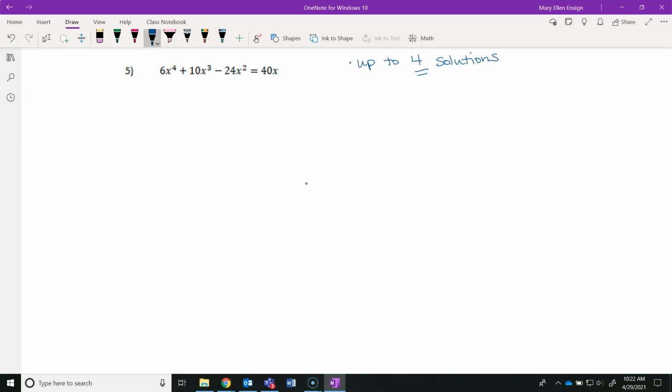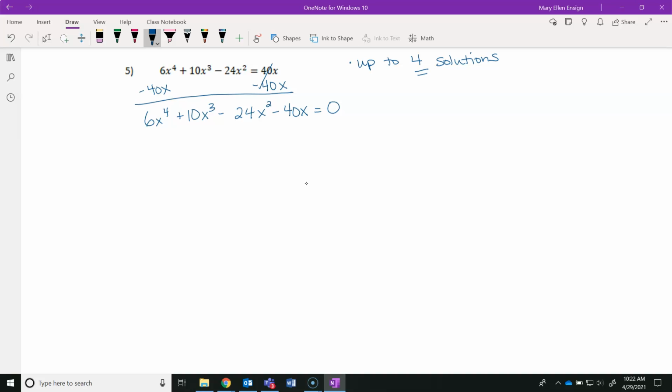If we look at this, we want to bring everything to one side. So I'm going to subtract the 40x. And again, I'm just going to put it over here because it's not a like term with anything else. So it's going to go on the end because it has the smallest exponent. And then I look and try to find a GCF next.